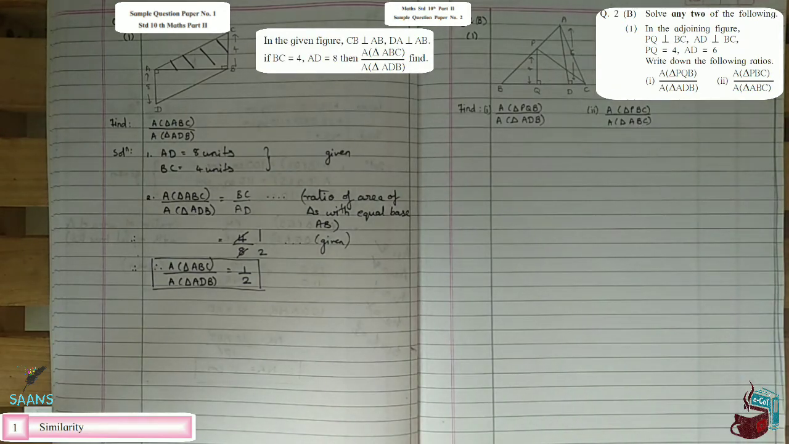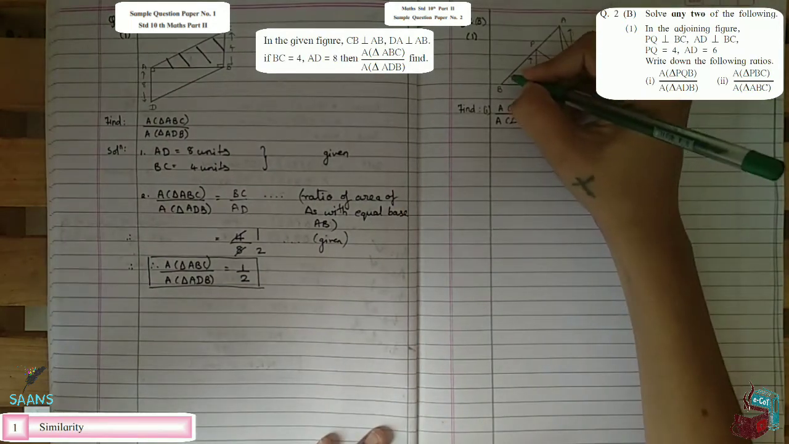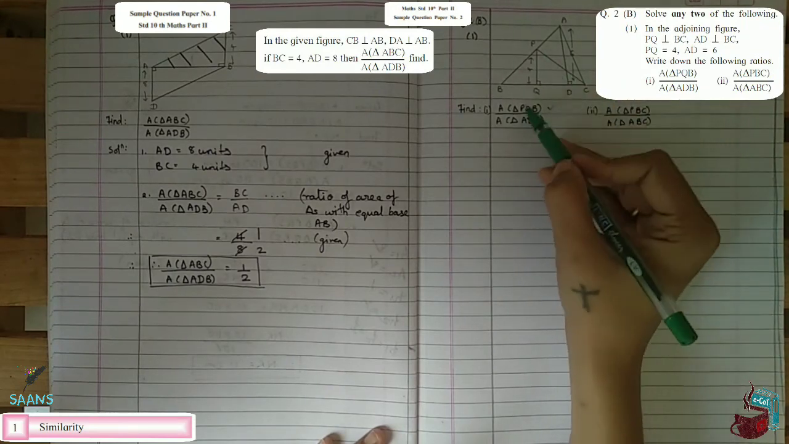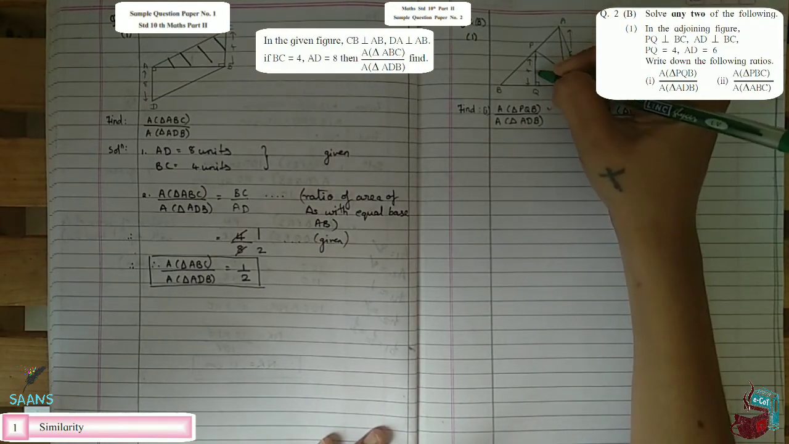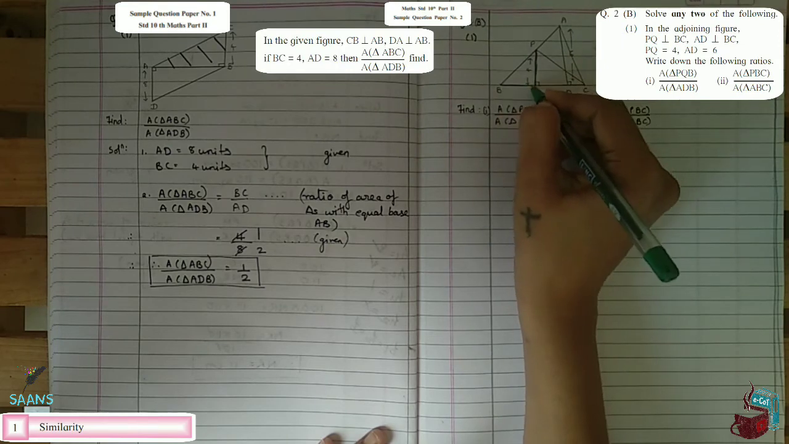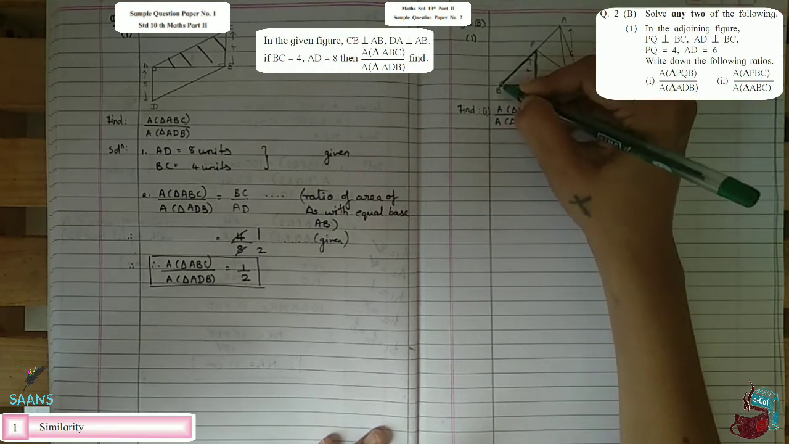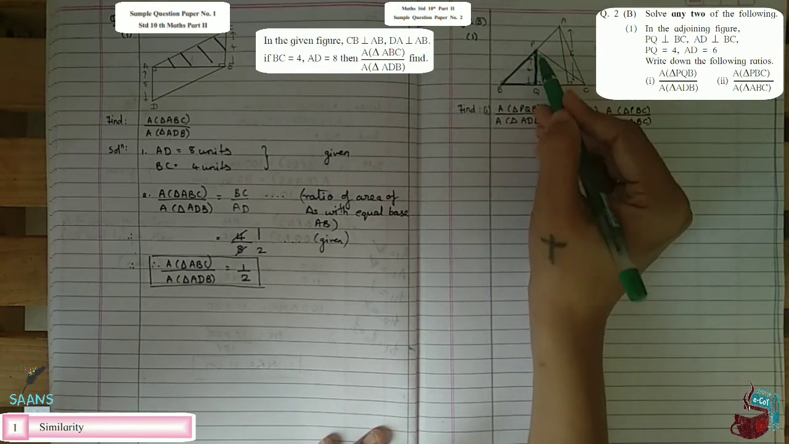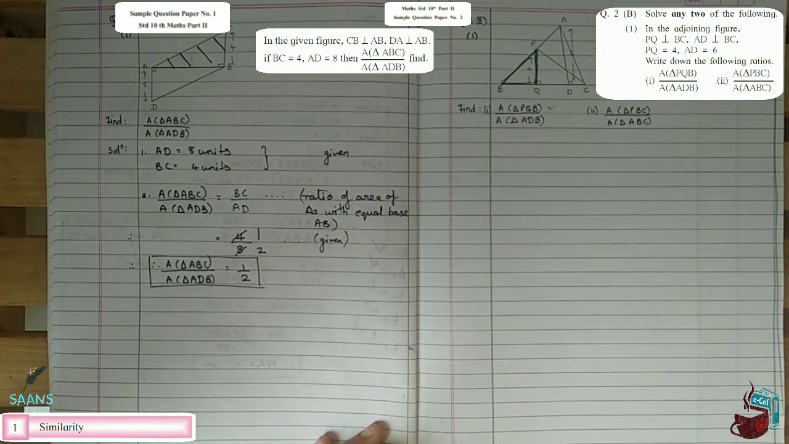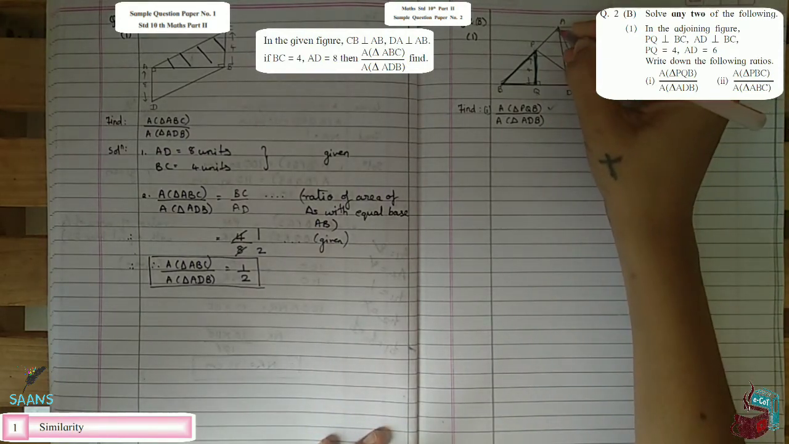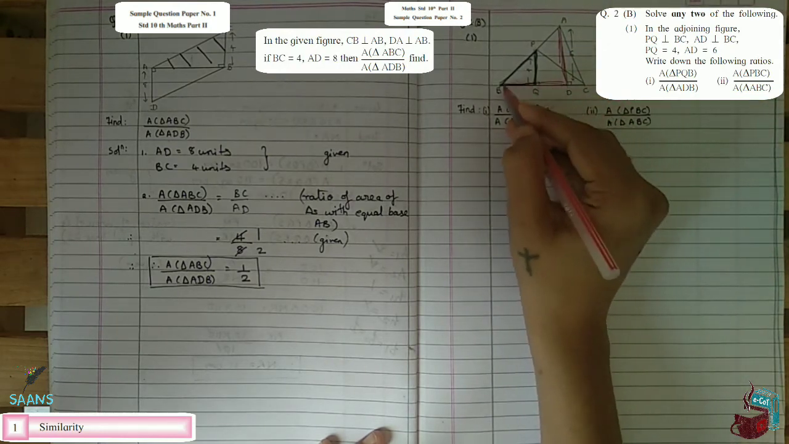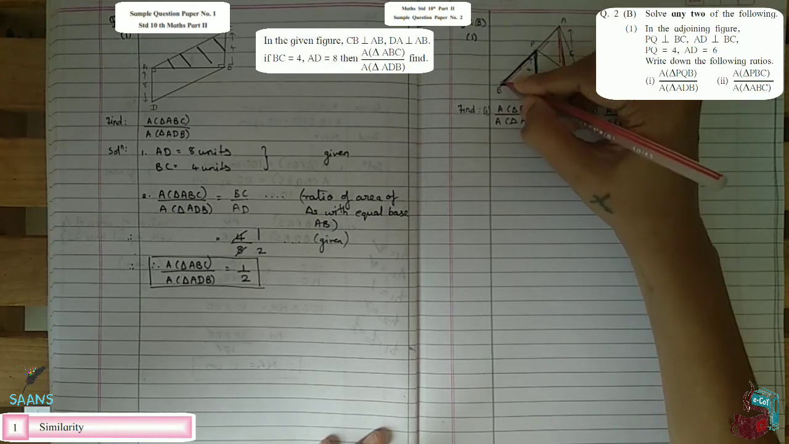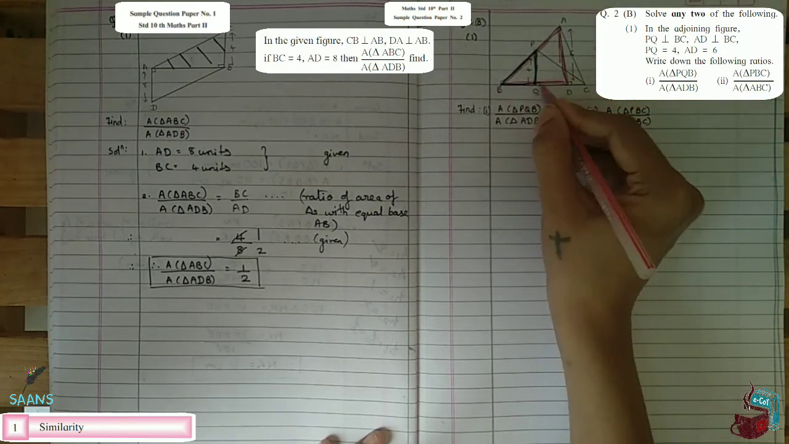So I'll just mark it for you. First one we will do. PQB, I'll mark PQB. PQB is this triangle. Base, height. And the other triangle they have mentioned is ADB. So this is the triangle. Okay, so these are overlapping triangles.